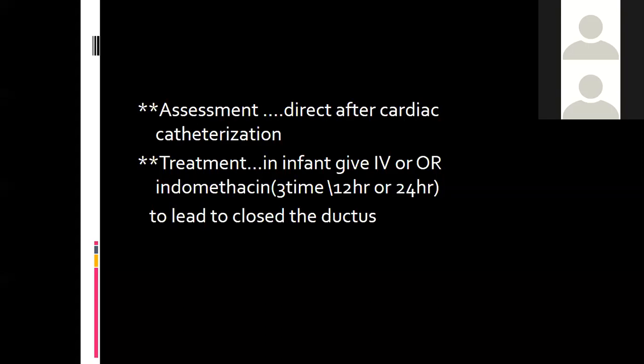Now for the treatment of infants, we can give IV or oral therapy of indomethacin, given three times at 12 or 24 hour intervals, which leads to closure of the ductus. The treatment of choice for patent ductus arteriosus is IV or oral indomethacin, which leads to closure of the ductus.